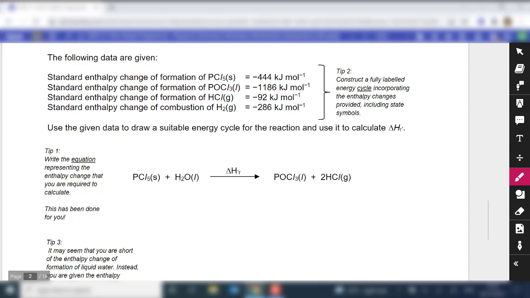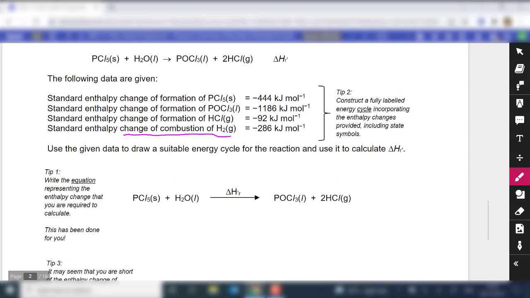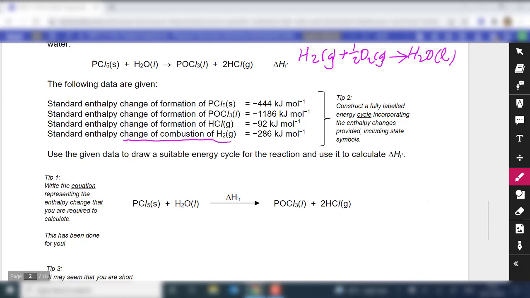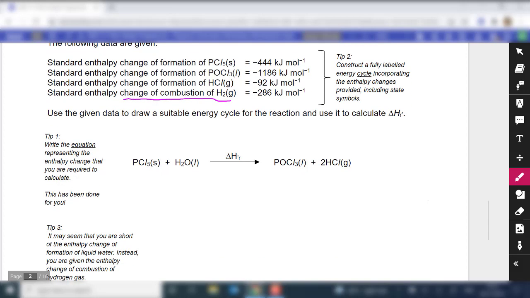You notice what's missing is the enthalpy change of formation of water. But it is okay because we are given the enthalpy change of combustion of hydrogen gas. If you write out the definition for the enthalpy change of combustion for hydrogen gas, it will be H2 gas plus half O2 gas, giving H2O liquid. So essentially the enthalpy change of combustion for hydrogen gas is the same as the enthalpy change of formation of liquid water. You have to recognize that they are the same. Once you recognize it, it will be quite straightforward to come up with a cycle.